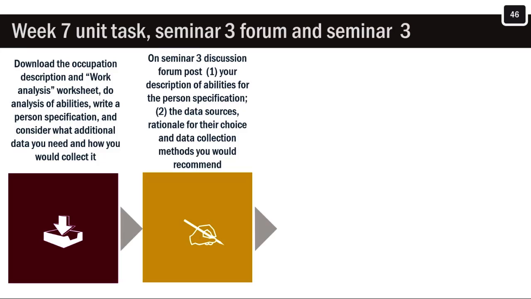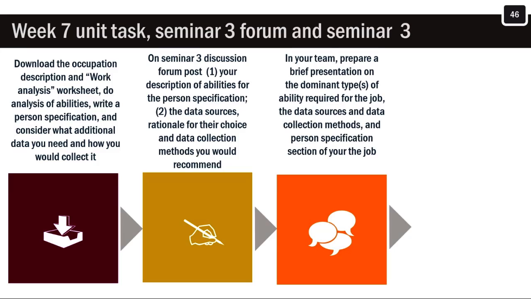You need to post your ability section of the person specification and your description and justification of additional data that you may need in order to tailor the ONET information to a specific organization. You also need to explain from whom and how you would be able to collect this data. Then in your team, you need to come up with a joint consensual team decision on what this data are and what data sources and data collection methods could be. You must consider what is practical, acceptable, and cost efficient.